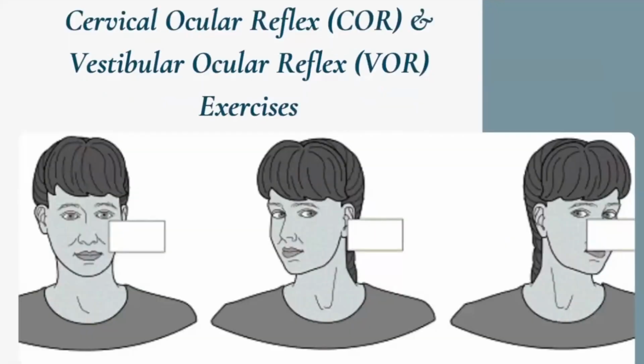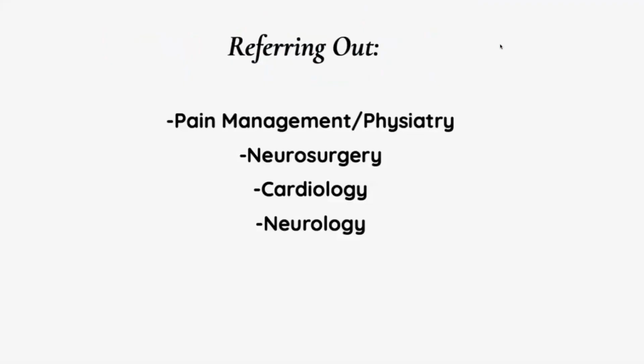Cervical ocular reflex and vestibular ocular reflex exercises, we do use these a lot because they help with proprioception as well as some of the subtle deep strengthening of the upper cervical muscles. There are different VOR exercises, essentially keeping the eyes fixed, turning the head side to side. You can also do the head going up and down. There's a whole series of exercises that we take patients through, but it does make a big difference in the management of symptoms and reduction of flares.